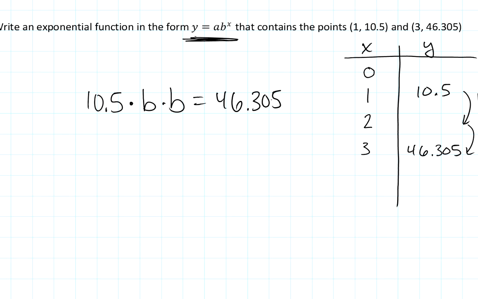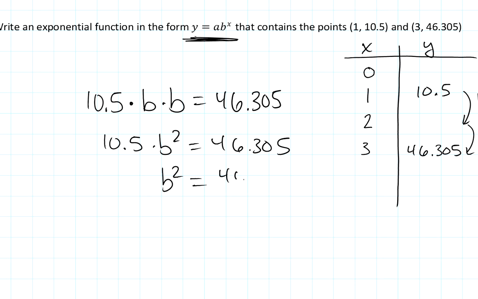So in this case, here's my answer. This is what I'm looking for: 10.5 times b squared has to equal 46.305. I can grab a calculator to find out what b is. I'm going to divide both sides by 10.5, so I get 46.305 divided by 10.5, and the square root of that is what b should be.